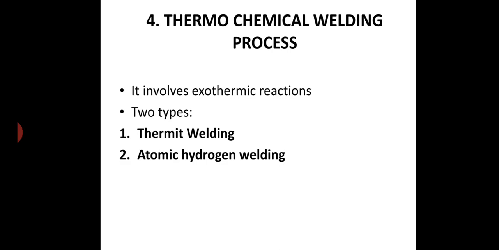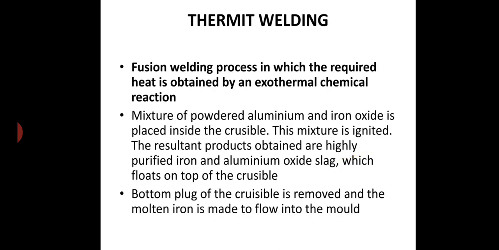Coming to the thermochemical welding operations, we normally utilize exothermic chemical reactions. Types are thermit welding and atomic hydrogen welding. Thermit welding means you utilize a mixture of powdered aluminum and iron oxide, placed inside a crucible. The mixture is then ignited, and the resultant products are highly purified iron and aluminum oxide slag, which floats on the top of the crucible.